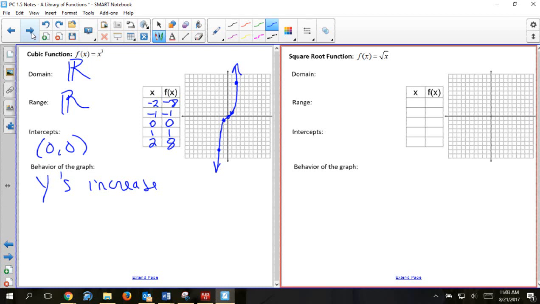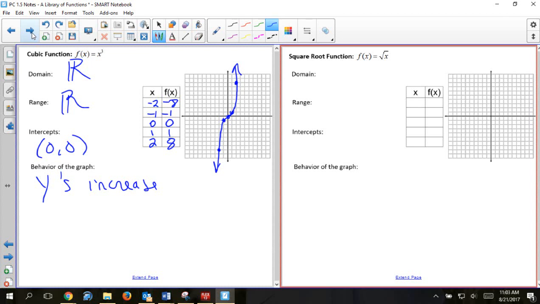Well, we'll be smart about it. What can I not take the square root of? Negatives, right. Okay. You cannot take the square root of a negative number, so I'm not going to put any negative numbers in the x column. Do I want to take the square root of a number like 2? No, because that's a decimal and I don't want to deal with that. So I'm only going to pick numbers that I can take the square root of easily.